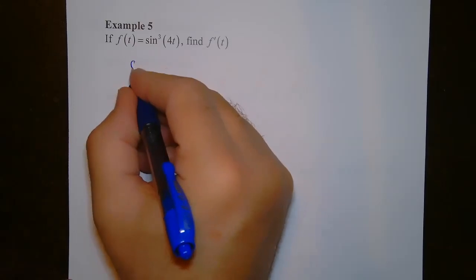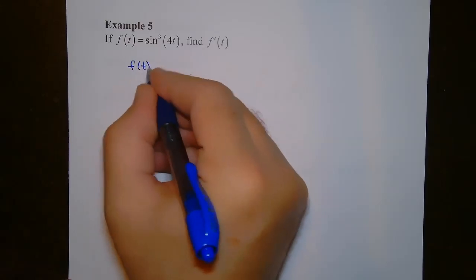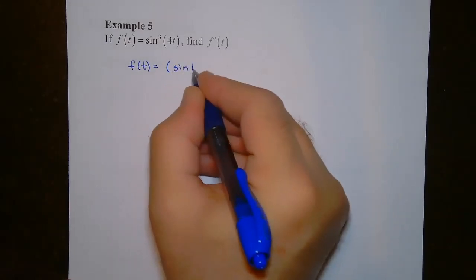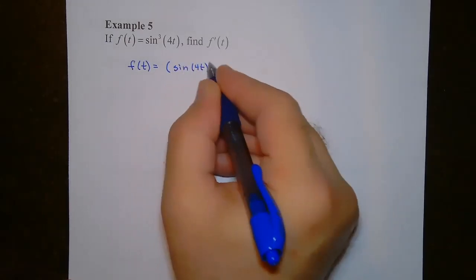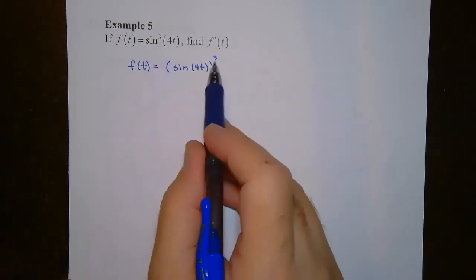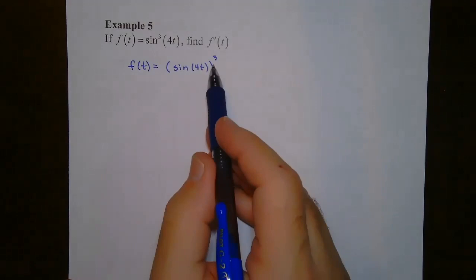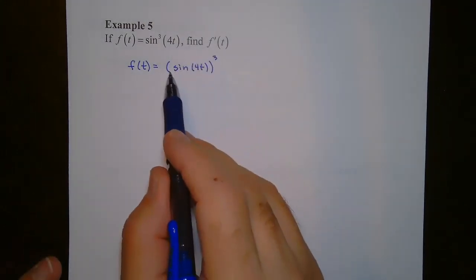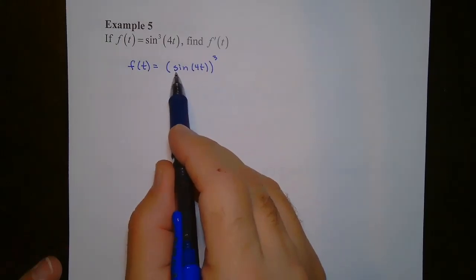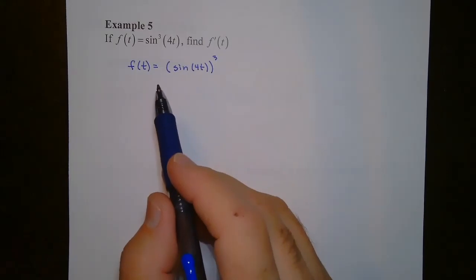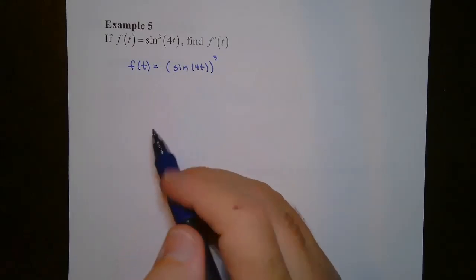So we are going to rewrite this. f of t is equal to parentheses sine of 4t, and we're raising it to the third power. That's what this 3 means. Now you can see the outside function is the cubing function. Inside that would be the sine function, and then inside that is this 4t function. So once again, this is a function within a function within a function.